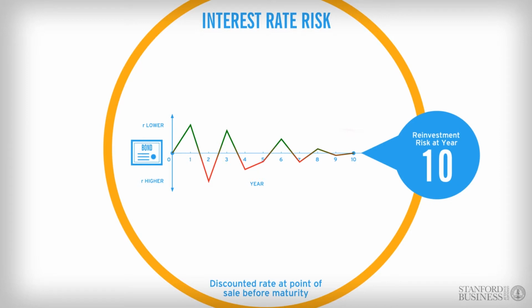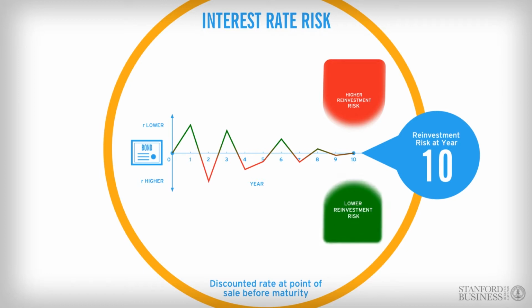But what if at maturity you were planning to reinvest the funds, not spend them? If you want to reinvest the funds, having low interest rates at that point is actually bad for you, and having high rates is good. That rate risk at the reinvestment horizon is reinvestment risk, and is actually the opposite of the interest rate risk you experience if you want to sell before maturity.